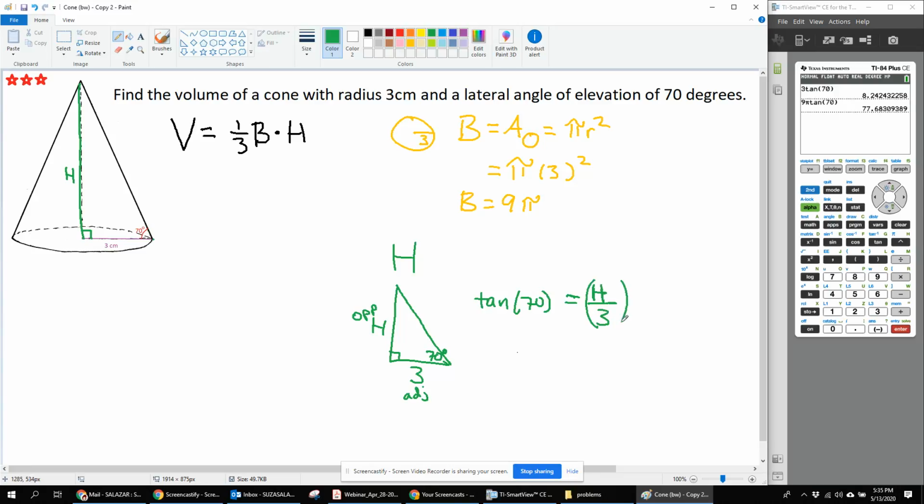3. And then I want to get that by itself, so I'm going to multiply both sides by 3. So I have h equals, I'm going to flip it. So I've got h by itself equals 3 tangent of 70. And then you really can't simplify that anymore. Again, you can plug it into the calculator, and you can even see in my calculator history I did. So the height is actually about 8.24. But you're just going to plug that in.